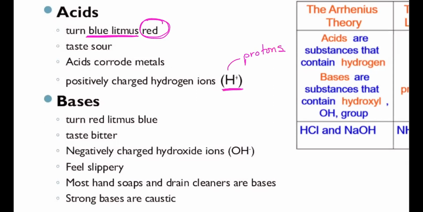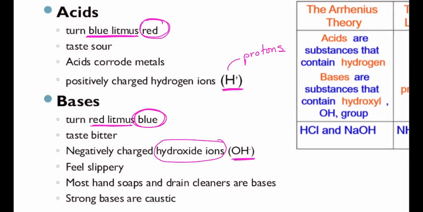Bases, on the other hand, instead of using a blue litmus paper, we actually utilize a red litmus paper. And red litmus paper, when you put it in a solution that has a base, is going to turn blue. Bases taste bitter. Many of them, the majority of them, are described by having an OH group. And as you can see, an OH group is called a hydroxide ion.